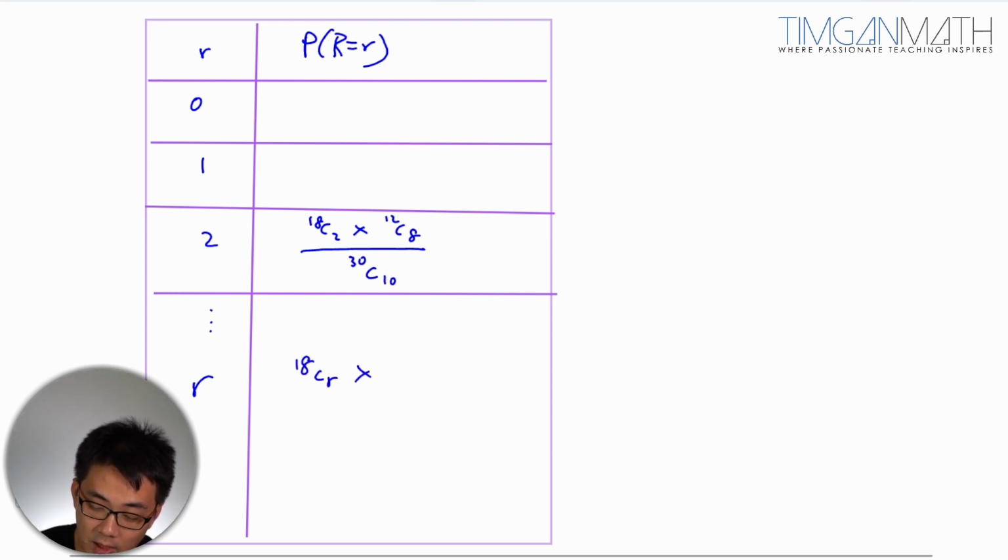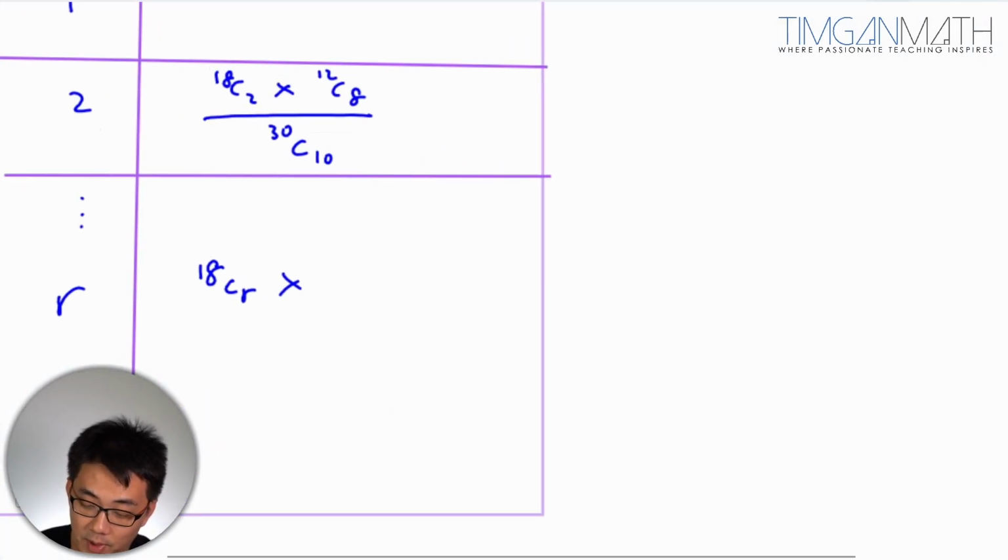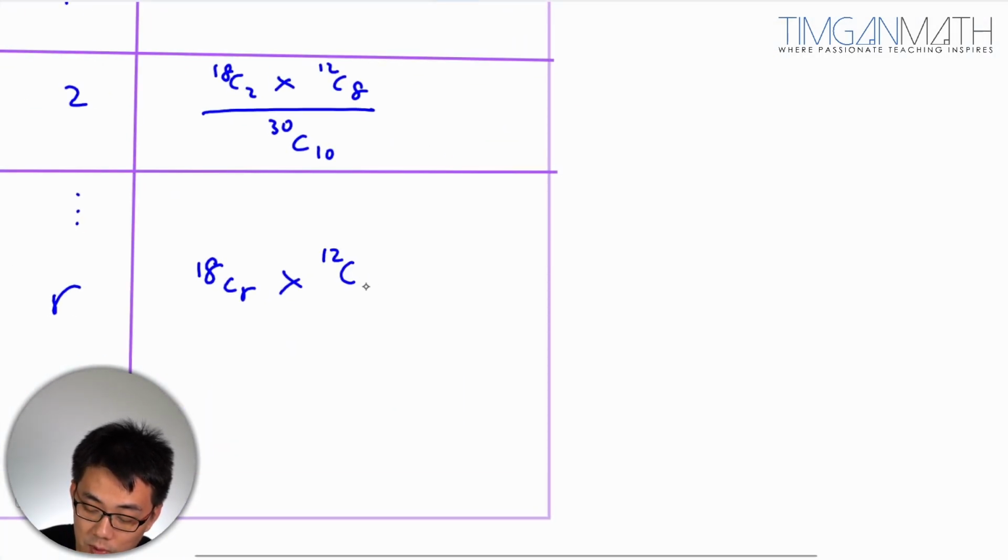If you choose R women, like the previous part, then we have 10 minus R men, so it'll be 12 choose 10 minus R, and that will be over 30 choose 10.